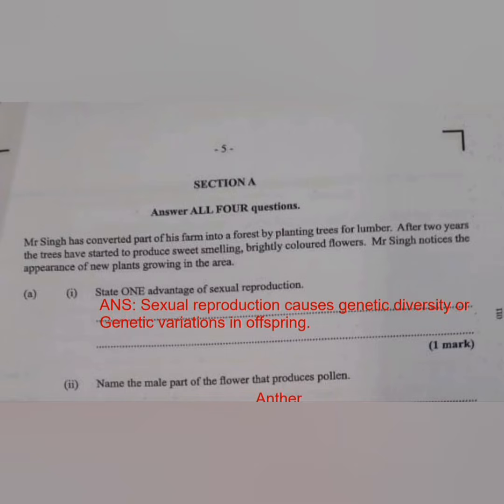Mr. Singh has converted part of his farm into a forest by planting trees for lumber. After 2 years, the trees have started to produce sweet-smelling, brightly colored flowers. Mr. Singh notices the appearance of new plants growing in the area. State one advantage of sexual reproduction. The answer would be sexual reproduction causes genetic diversity or genetic variations in offspring.